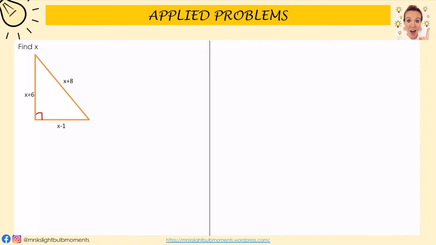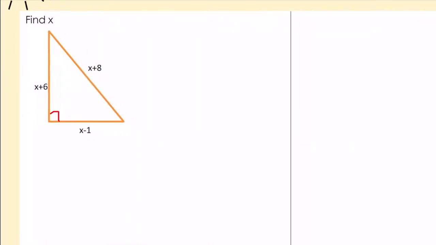Right, have we spotted it's Pythagoras? Yep, right-angled triangles, and we're talking about lengths. It's not trigonometry. There could be trigonometry here. We could have angles involved, but it's just lengths, so we're just going to use Pythagoras. Okay, so our Pythagoras formula is a squared plus b squared equals c squared, where c is the longest side, so that's our x plus 8.